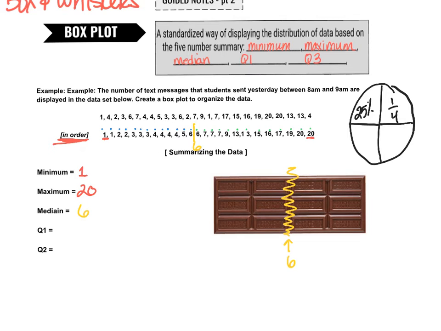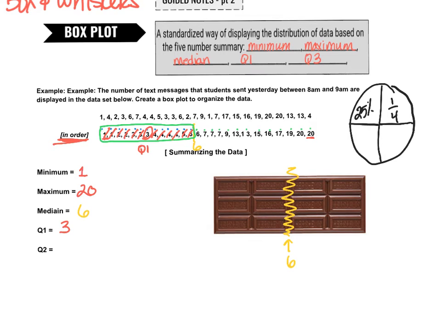Now, to find the first quartile, we're going to take this first half of the data and we're going to break that in half. And by breaking in half, we mean finding the median. So this side of the data has 13 data points. So I can count 6 from the left and 6 from the right, and then that middle number left over will be my median. So 1, 2, 3, 4, 5, 6. 1, 2, 3, 4, 5, 6. So 3 is my quartile 1, my first quartile.